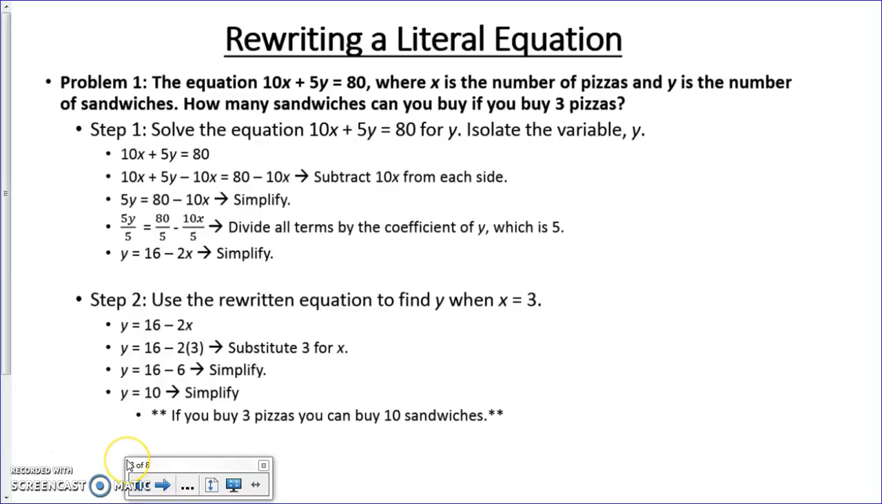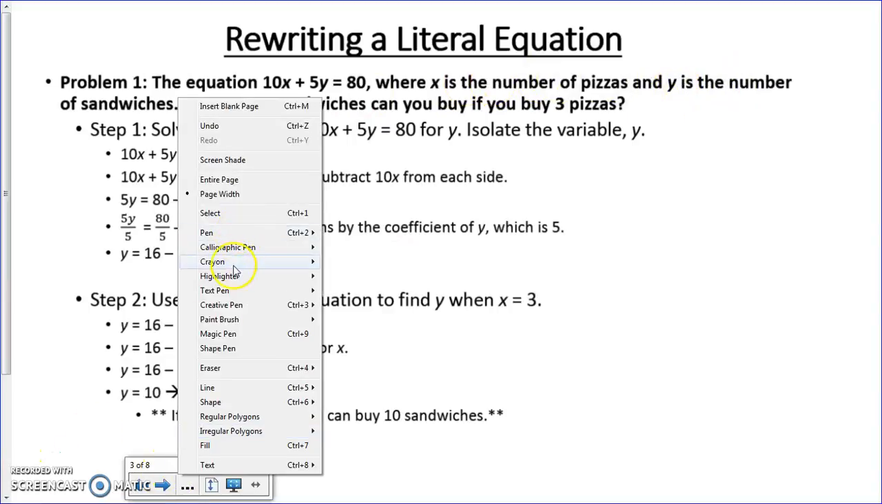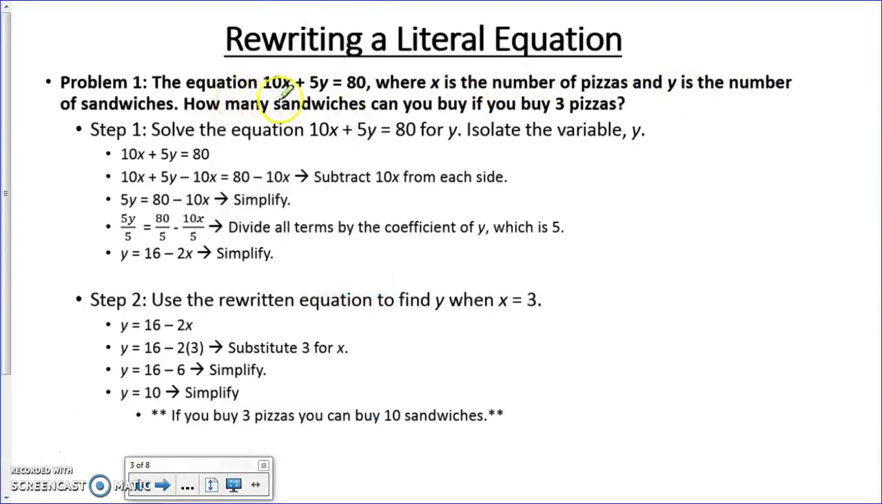Problem 1. The equation 10x plus 5y equals 80, where x is the number of pizzas and y is the number of sandwiches. How many sandwiches can you buy if you buy 3 pizzas? Well, first we have to figure out what variable we are trying to isolate. Sandwiches is represented by the letter y. It's asking for how many sandwiches, and up here it said y is the number of sandwiches.